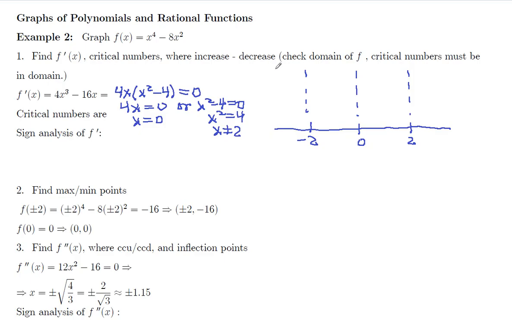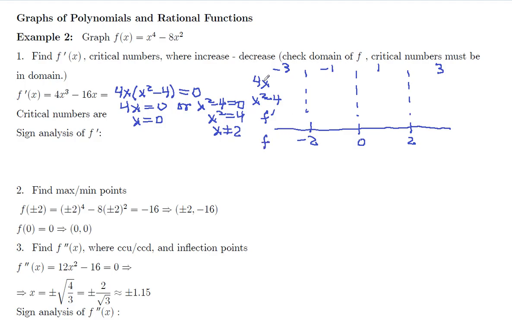We'll pick a test number in each region. How about -3, -1, 1, and +3? And then we're going to plug into our factors of f prime. So we've got a 4x. We got an x squared minus 4. The product of those makes f prime. And then f we'll put below.